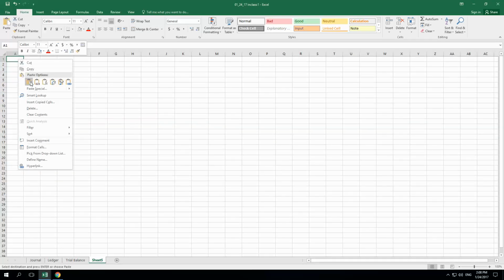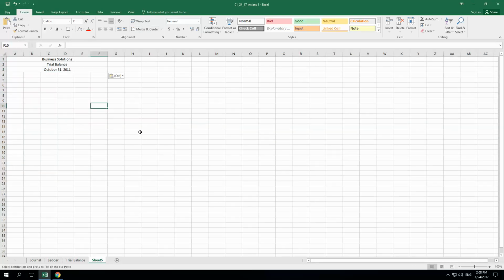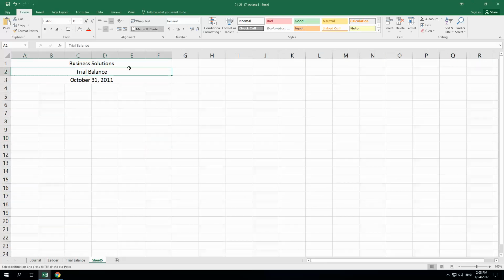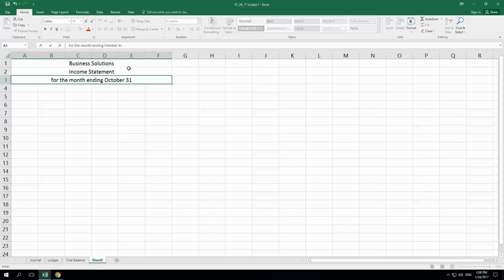So we can come over here and make another one, and we'll call this the income statement. Okay. Make it a little bit bigger. We'll call it income statement. And we know how to do this because it was in chapter 1, right? For the month ending October 31st. Was it 2011? I think. Yeah.